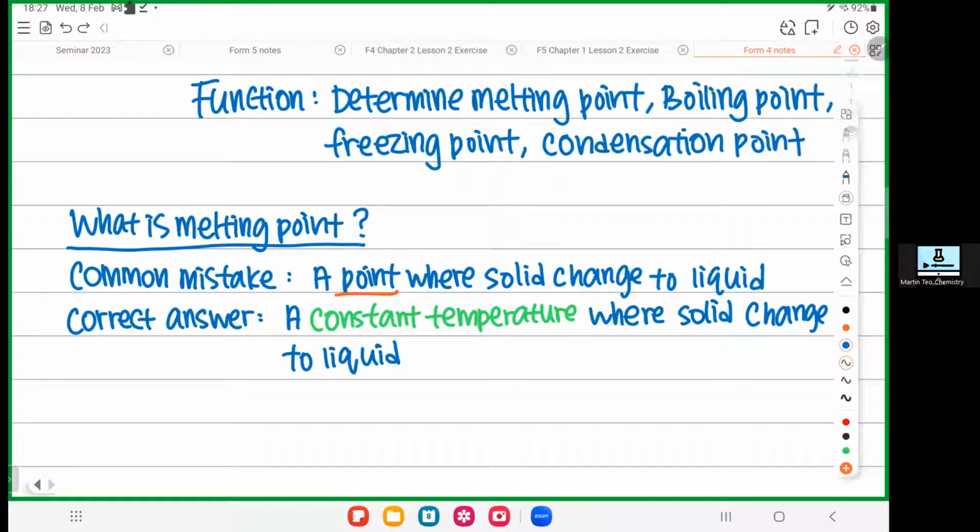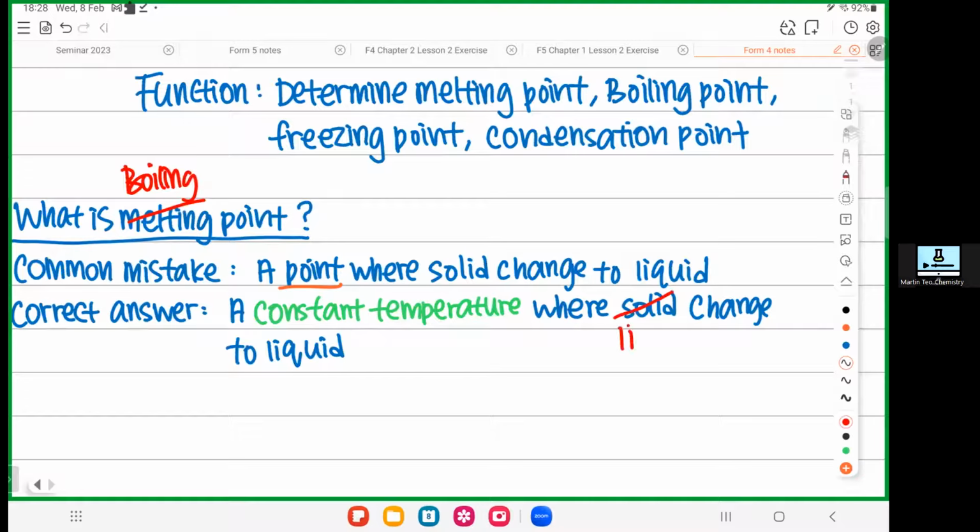So if they ask you, what is boiling point? Same thing. Boiling point is not a point. Boiling point is a constant temperature where liquid change to gas. That's it. All right. So please remember, melting point, boiling point, freezing point, they are not a point. They are temperatures. They are specific temperatures when you change from one state to the other state.